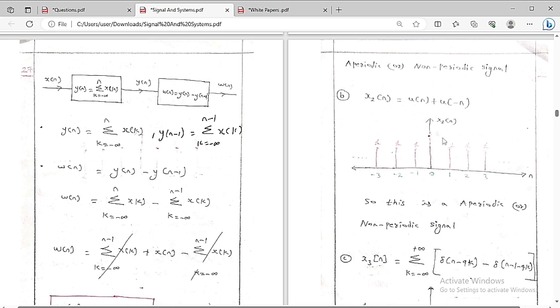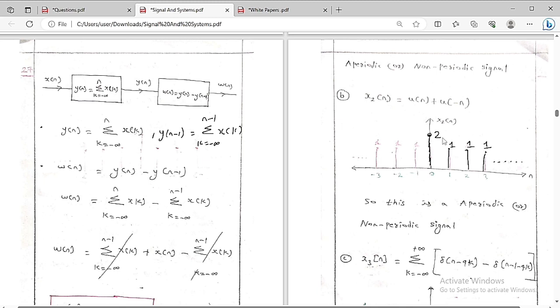So here its value is equal to 2. Now for n is equal to 1, if we substitute, we get u of 1 plus u of minus 1. u of 1 is 1 and u of minus 1 is 0. So 1 plus 0 is equal to 1. So this value is equal to 1. Similarly, for n is equal to 2, its value is 1. For n is equal to 3, its value is 1. And similarly it goes on.